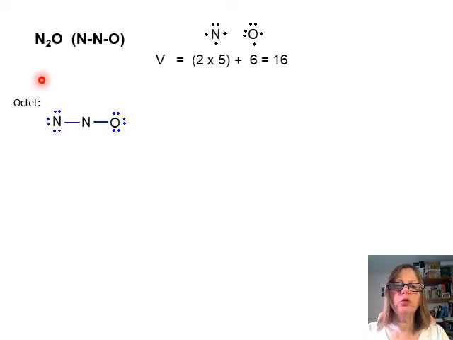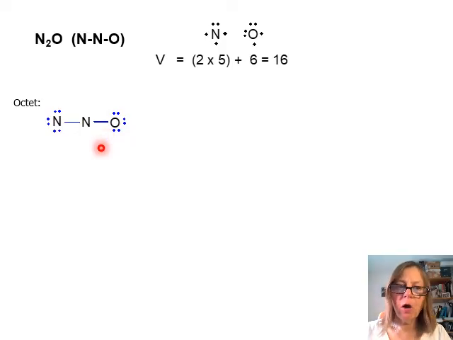Okay, let's do N2O with the skeleton NNO. Nitrogen has 5 electrons, 2 times 5, oxygen has 6, so the total number is 16 valence electrons. We draw a skeleton, which uses up 4 electrons. We have 12 electrons left to place, so we put 6 on each of the nitrogen and the oxygen.